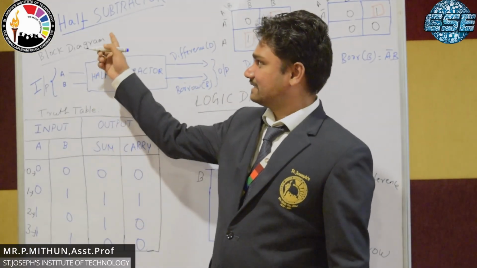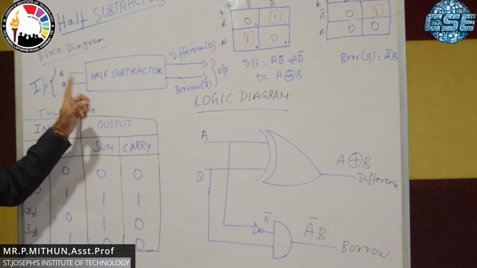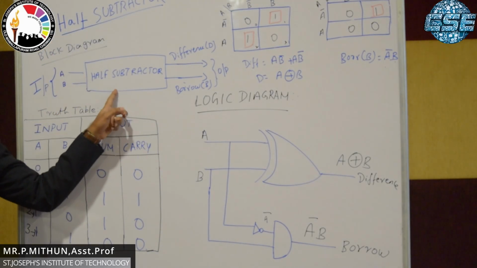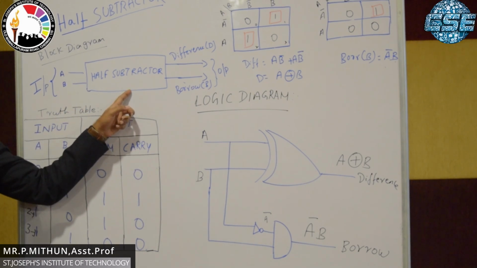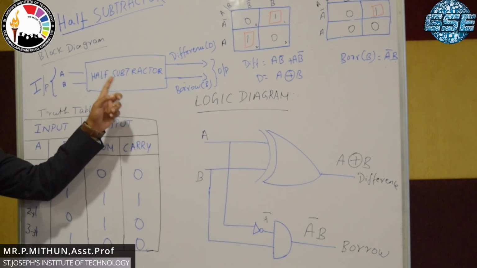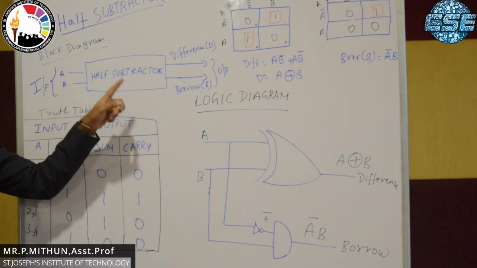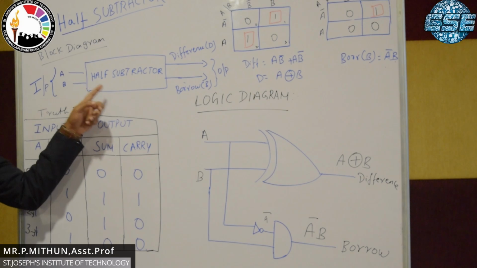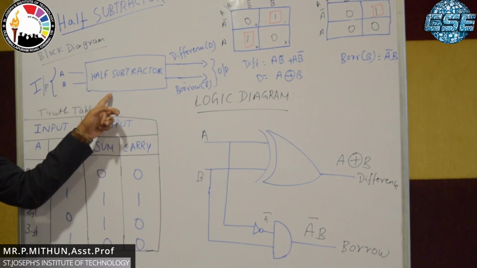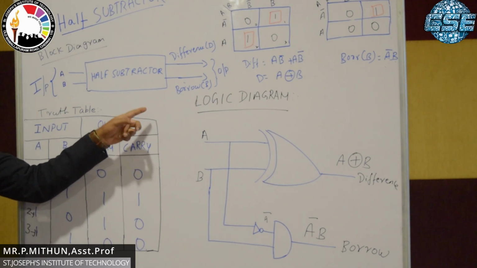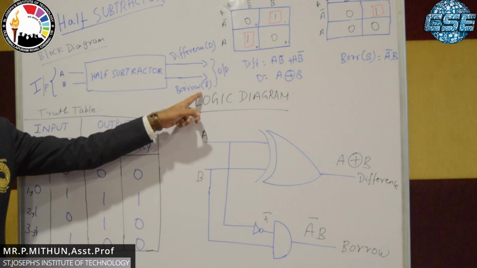Students, now we see the half subtractor. We already saw the half adder circuit, and the same is followed by the half subtractor. So write down the key points. The half subtractor is the opposite of the binary adder. Next, it subtracts two binary bits from each other, that means A and B. Third, the outputs are difference and borrow. Difference is D and borrow is B.